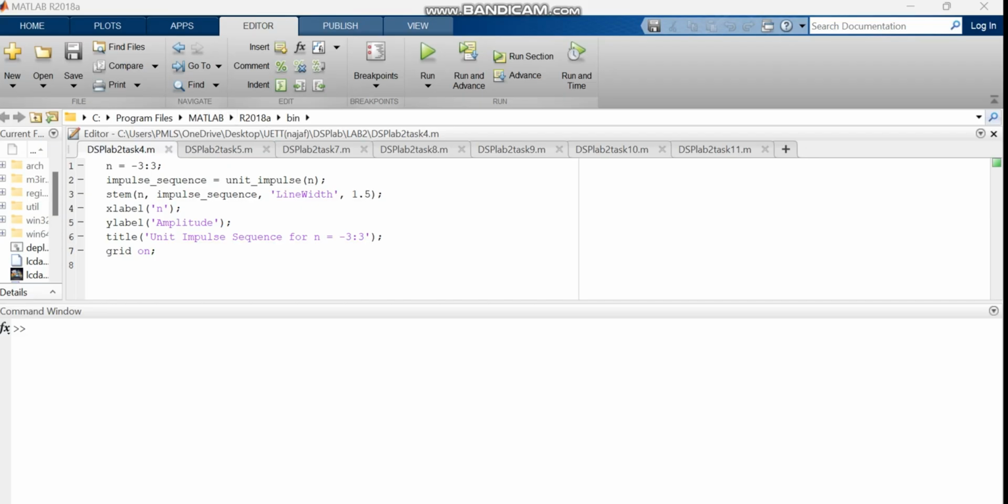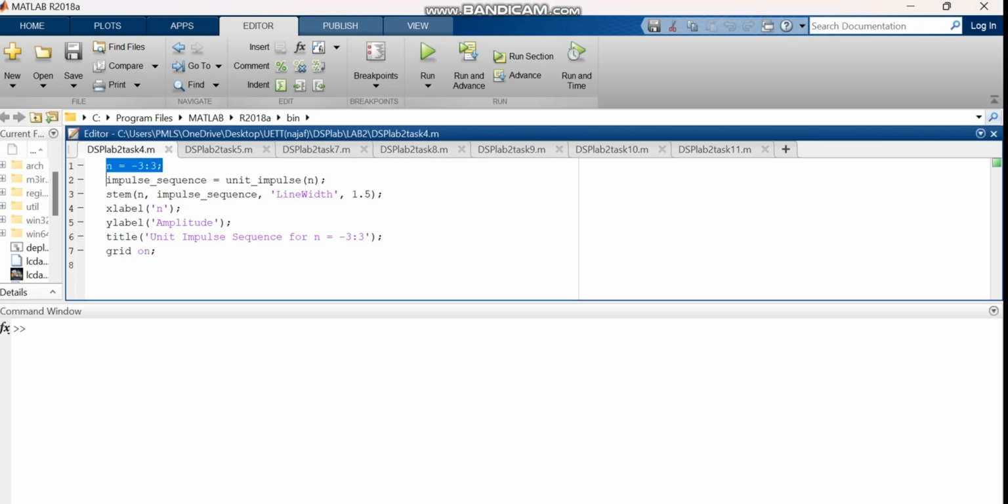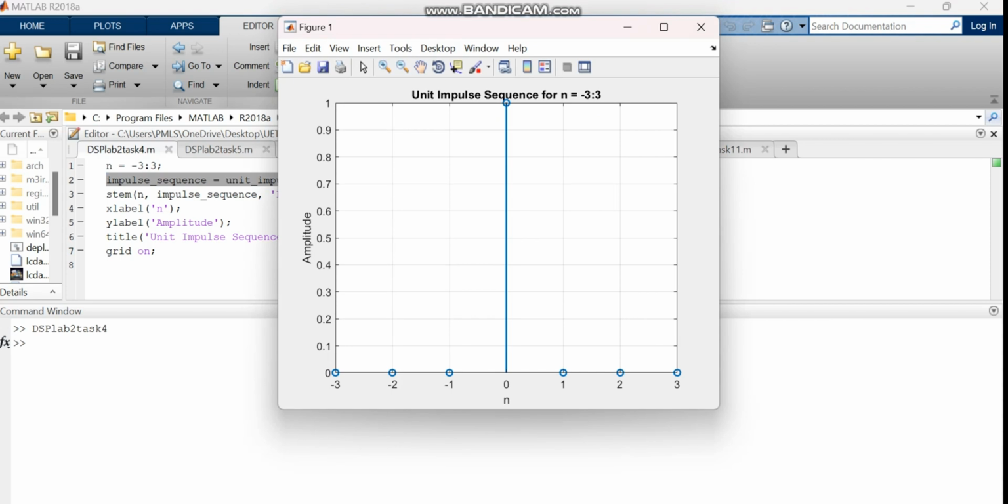In this code, we have the range from minus 3 to 3, and we have made a function with the name impulse sequence. Now if we run this code, we get the respective unit impulse sequence for the range of minus 3 to 3.